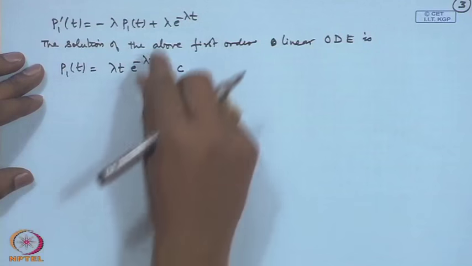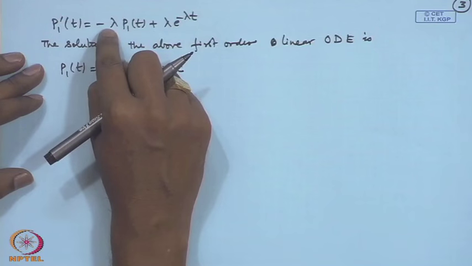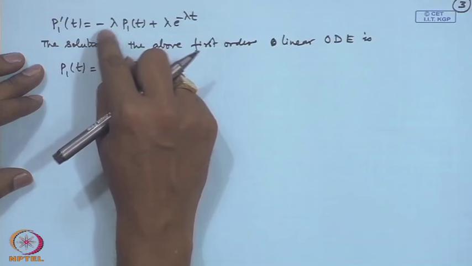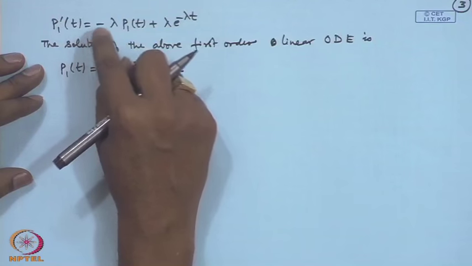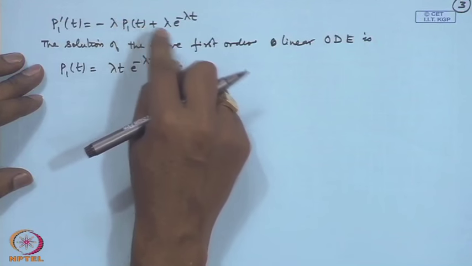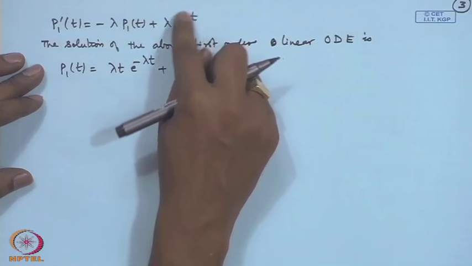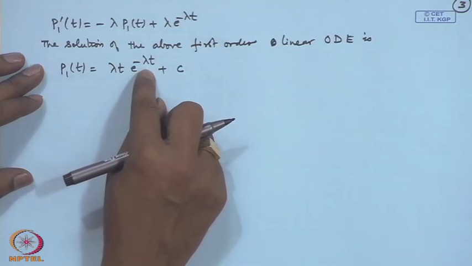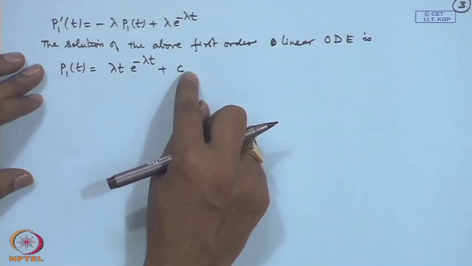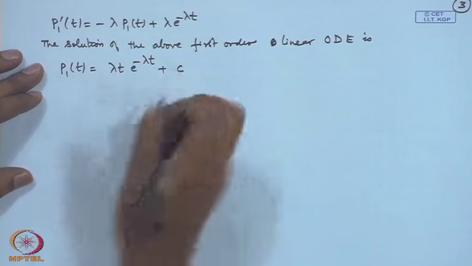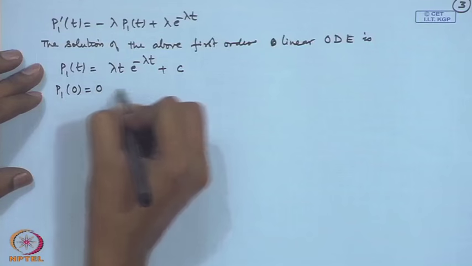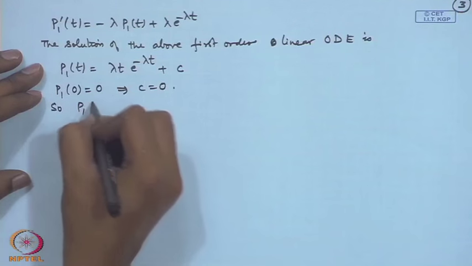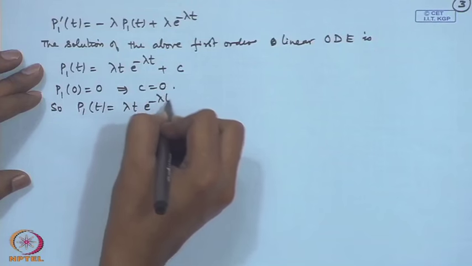the integrating factor will come immediately as e to the power lambda t, and then you consider on the left hand side, that is p1(t) into e to the power lambda t is equal to, and then you multiply here e to the power lambda t, this becomes 1, then the integral of lambda will be lambda t plus c. So, when you multiply on this side, you get lambda t e to the power minus lambda t plus a constant here. And again if I use the initial condition p1(0) should be 0, this means c is equal to 0. So, p1(t) is equal to lambda t e to the power minus lambda t.